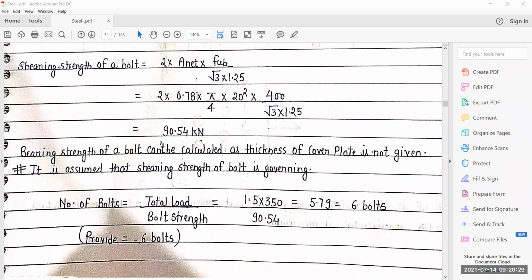The bearing strength of the bolt cannot be calculated as the thickness of the cover plate is not given. It is assumed that the shearing strength of the bolt governs. Number of bolts equals total load upon bolt strength, equal to 1.5 into 350 upon 19.54, equal to 5.79.